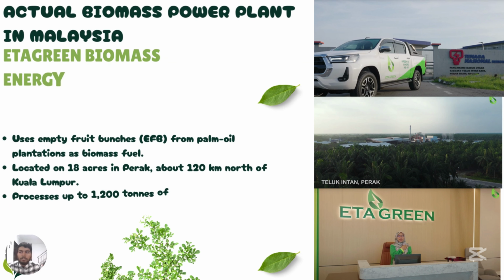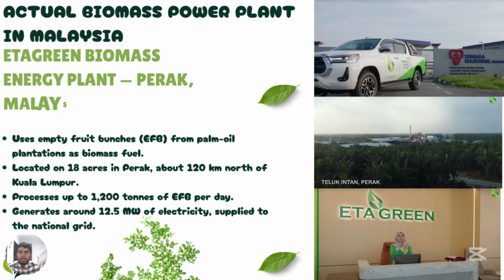Now, I would like to share a real example of a biomass power plant in Malaysia, which is the ETA Green Biomass Energy Plant located in Perak. This plant focuses on converting empty fruit bunches, or EFB, into renewable electricity. EFB is one of the largest waste materials produced by our palm oil industry. Normally, EFB creates disposal problems, produces methane during decomposition, and contributes to pollution. ETA Green addresses this issue by turning the waste into energy.